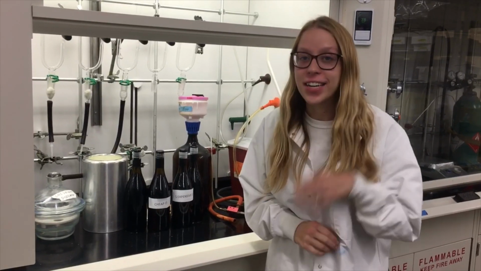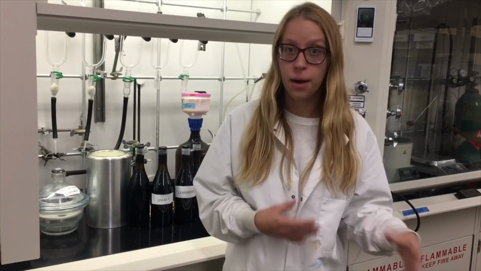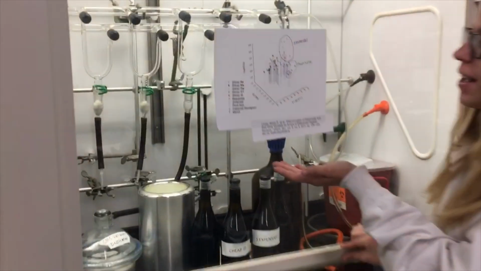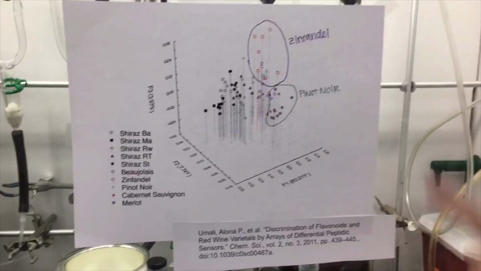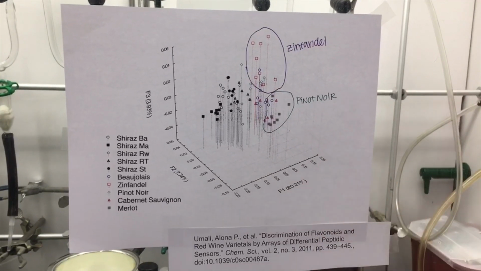So earlier you saw us running an indicator displacement assay using the complex that we just showed you. With the data that we got from that assay, we were able to differentiate the varietals using a linear discriminant analysis as is shown here. As you can tell, the Zinfandel varietal is very different than the Pinot Noir varietal based on their tannin complex.